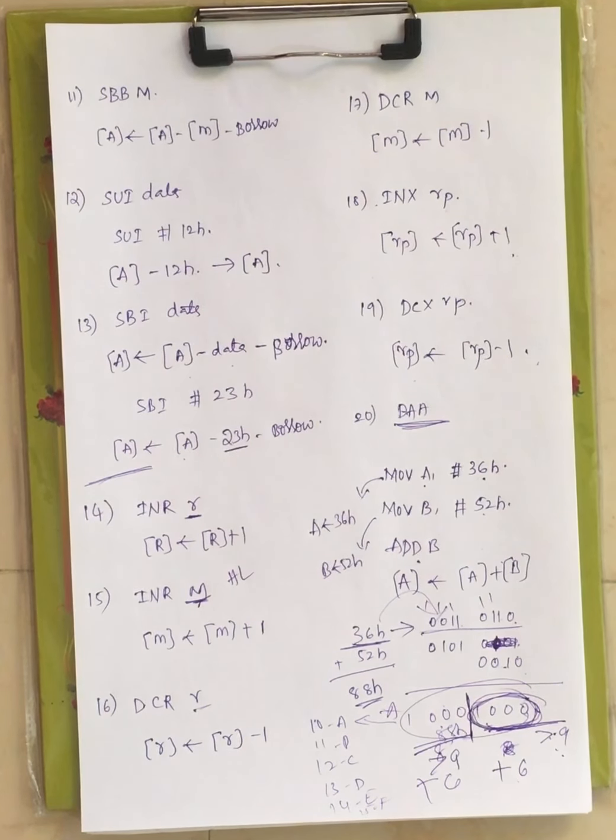Now this is about your arithmetic instructions. In the next lecture we will see logical instructions, and after that we will see branch instructions and machine control group of instructions. Till now we have seen 33 instructions in total. You have to remember every instruction and every instruction's operation, right?